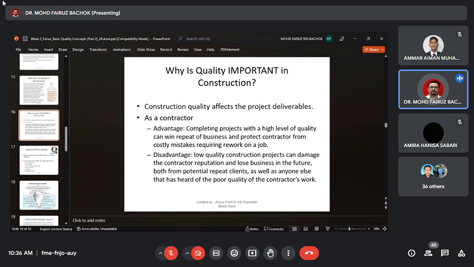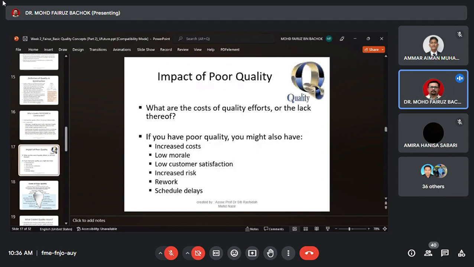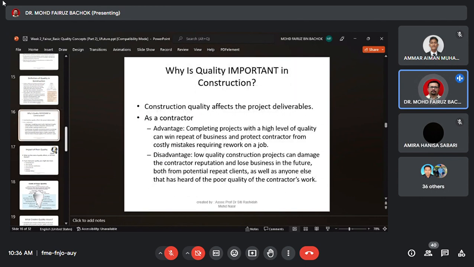And at the same time, you also need to complete the project. Whatever happened, whatever problem in the construction site, as a contractor, by hook or by crook, you need to complete the project. If not, this thing might happen. Okay, you will have apa? Low customer satisfaction, increased work schedule, and low morale. That will happen. Okay, back to this slide.